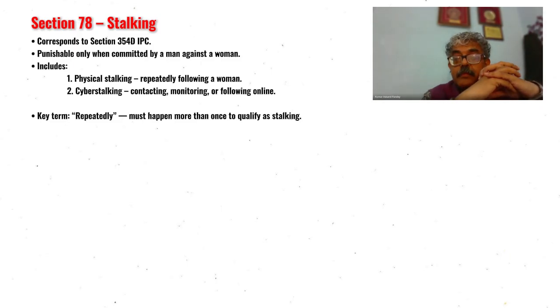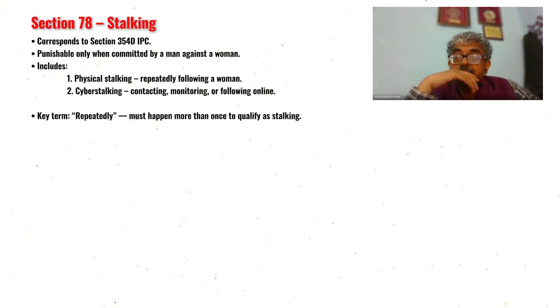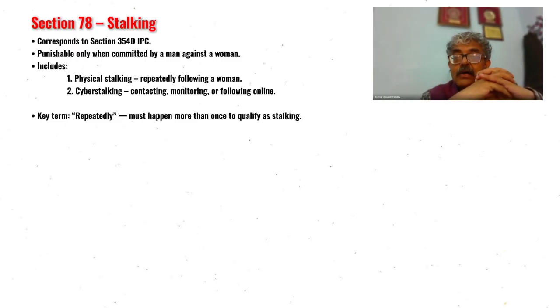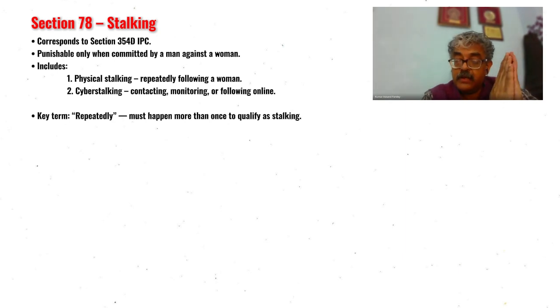But then, section 78 of BNS, which is the offence of stalking, and corresponds with section 354D, again, which was added in 2013, would punish only when the stalking is by a man. So a woman stalking another woman, a transgender stalking another woman would not be an offence under even the Bharatiya Nyaya Sanhita, only when a man stalks a woman. And that stalking is not limited to physical stalking. Rather, that stalking extends to stalking in cyberspace as well.